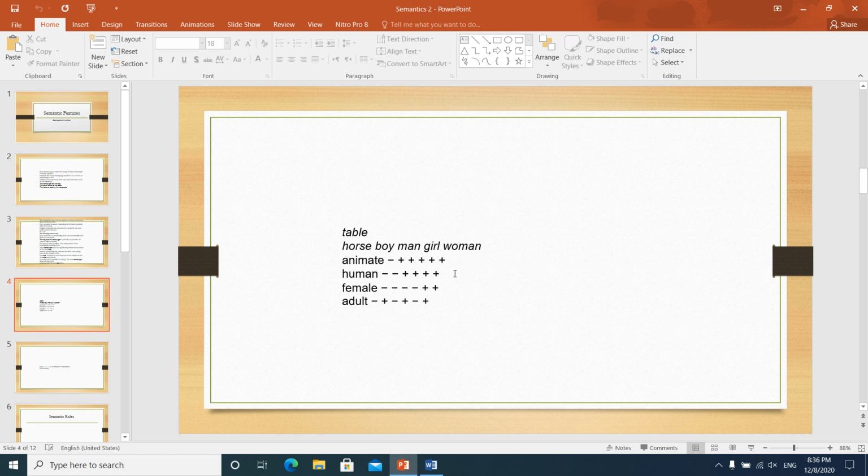Okay, so we use these features, plus and minus, to designate these features. I think the idea is very clear. We have features. If the property or the feature exists in the word, it takes plus. If it does not, it takes minus. We as native speakers use these features to arrange our words in sentences to make our sentences meaningful.